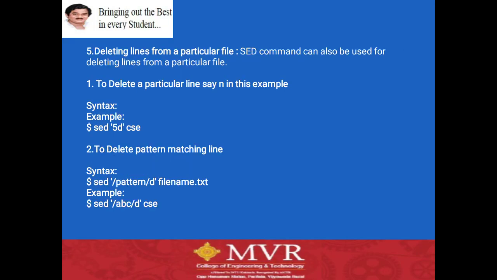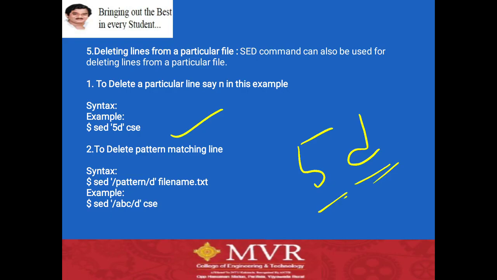Now, deleting lines from a particular file. SED is also used to delete a particular line in a file. The simple syntax is SED followed by 5D. Here 5 is the line number, and D is used to delete the line. So 5D means if that CSE file contains a fifth line, the line will be deleted permanently. That line will not be there.